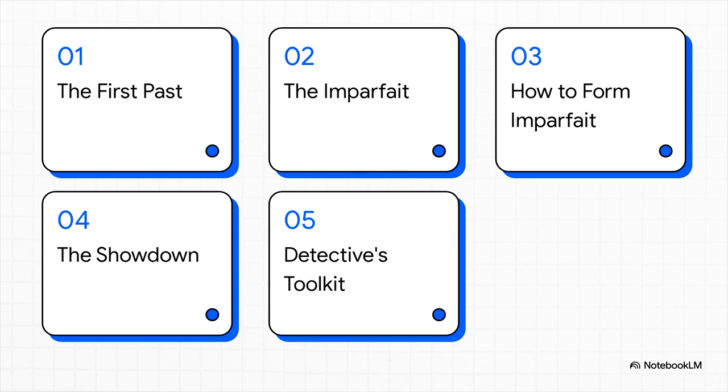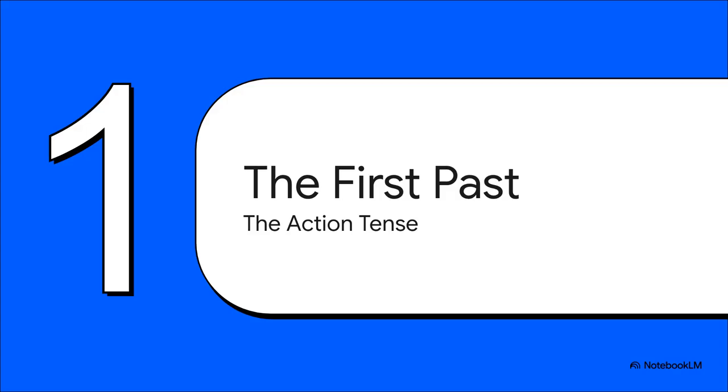First, a quick recap of the past tense you already know. Then we'll meet our mystery tense, the imparfait. I'll show you how to build it, we'll see how they work together, and then I'll give you a detective's toolkit to make it all super easy. All right, first things first.